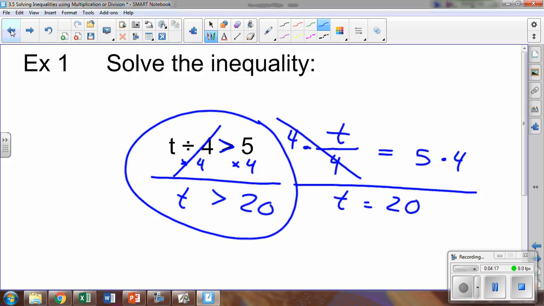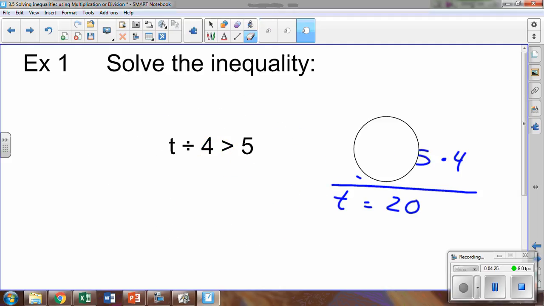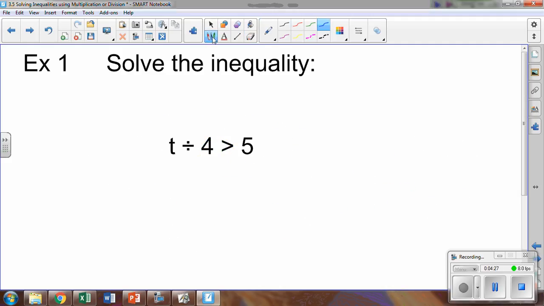Well, why didn't we have to flip it here? Why didn't we have to flip it when we multiplied by a positive 4? Well, just like before, we could pick something and show that it wasn't needed. If we're looking at t is greater than 20 as our answer, then pick a number that's bigger than 20. For instance, 28. 28 is larger than 20, so we'll put that in.